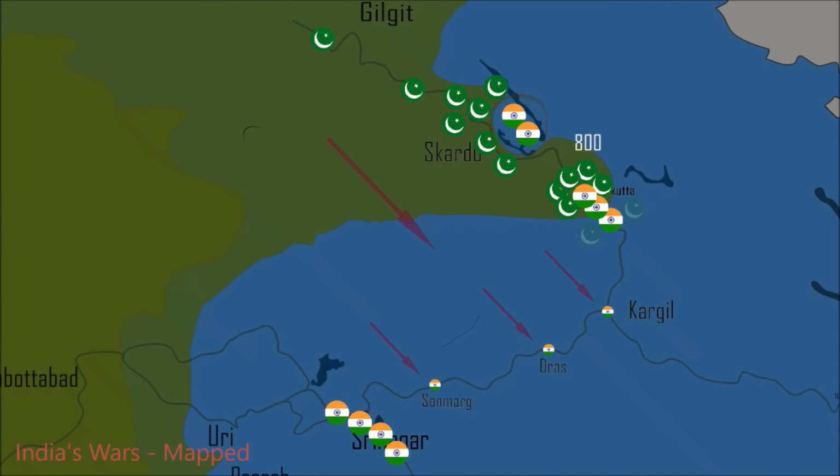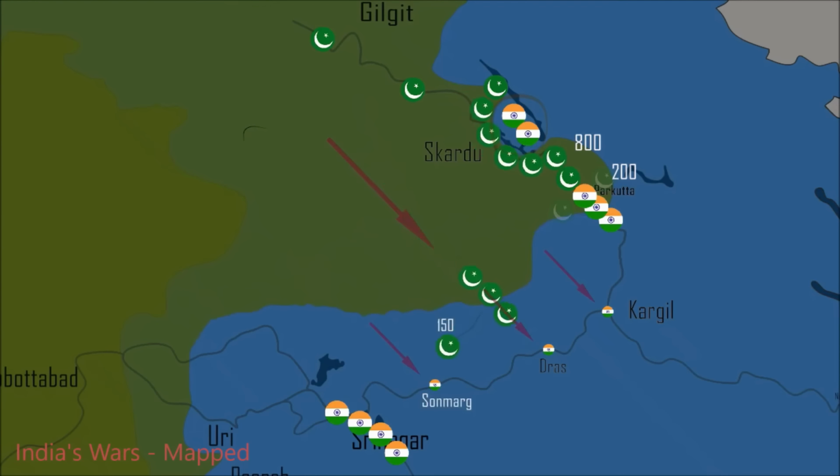Out of the total strength of 800, they left 200 well-entrenched troops to ambush any attempt by the Indian side to move forward. The remaining 600 moved from Skardu down south with the objective of attacking the line of communication from Srinagar to Kargil. They divided themselves into 3 columns, with 150 troops to attack the town of Sonmarg, 200 troops to attack Dras, and 250 troops to attack Kargil.